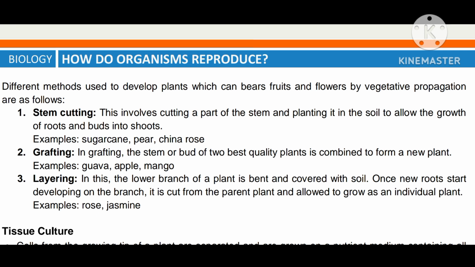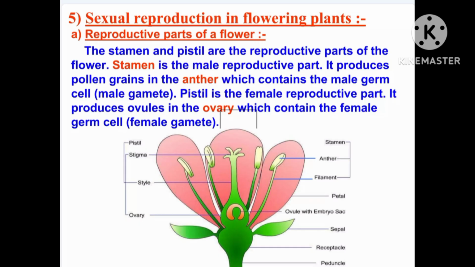I hope you understood the vegetative propagation methods: cutting, grafting and layering. Now let us learn sexual reproduction in flowering plants. First, the reproductive parts of the flower.